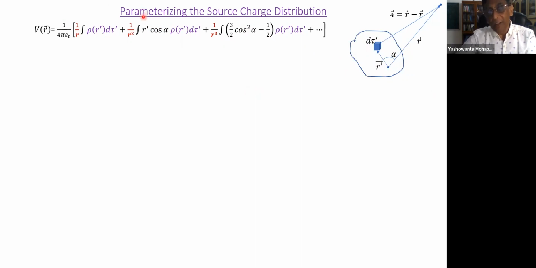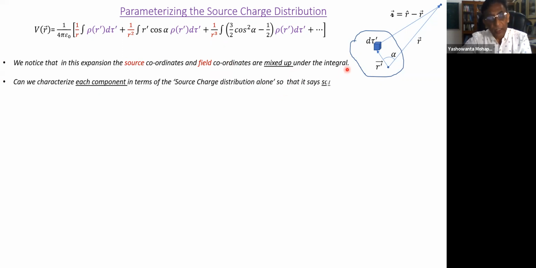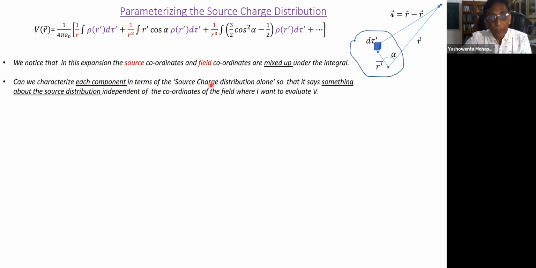So that is what I mean by parameterizing. All right. Okay. So let's do. I say that we notice that in this expansion, the source coordinates and field coordinates are mixed up under the integral. Can we characterize each component, each term, in terms of the source charge distribution alone, so that it says something about the source distribution independent of the coordinates of the field where I want to evaluate the potential? That's the aim, written down in black and white.